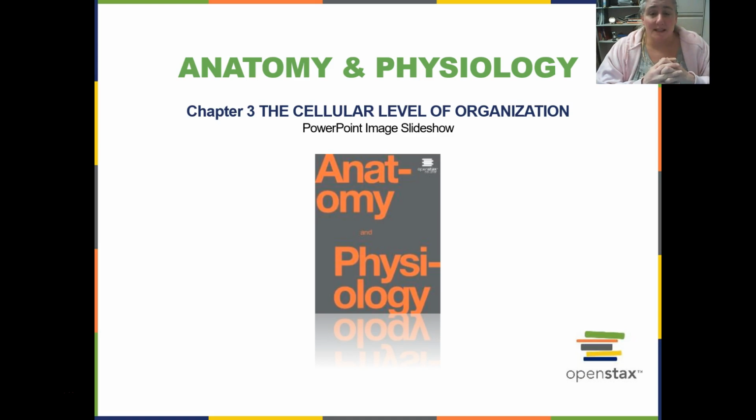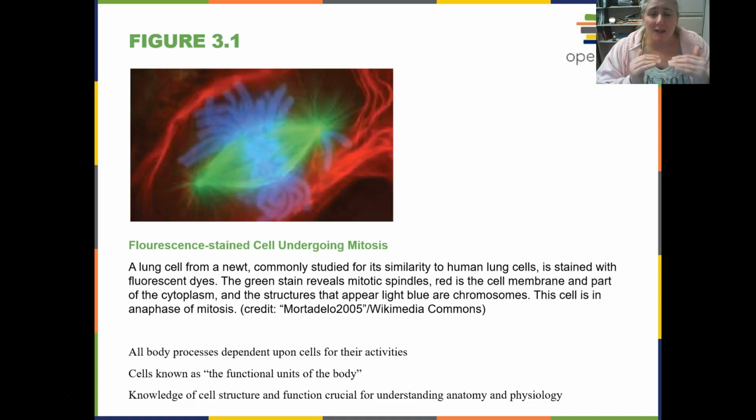So in this chapter, we're going to look at the cell structure and the cell's function. And we want to understand the cell level because it's at that cell level that everything occurs. So the cell is where metabolism occurs. The cell is the area where medicines will work. And it's at that cellular level that most diseases occur. So understanding cell structure and function is key to understanding human anatomy and physiology.